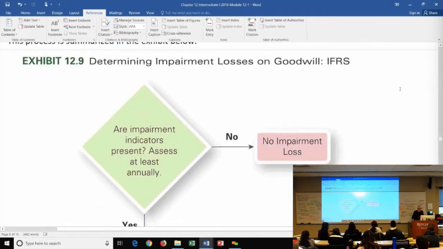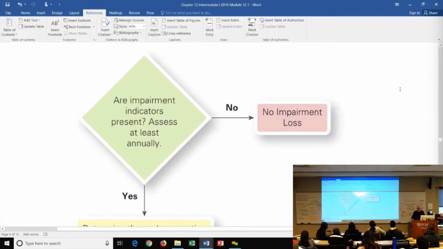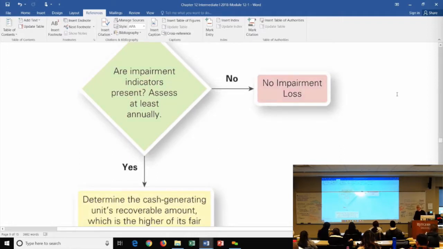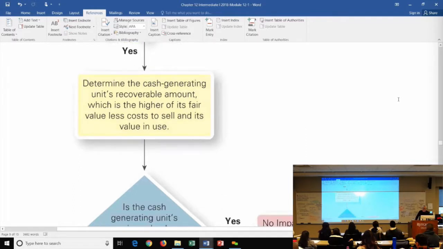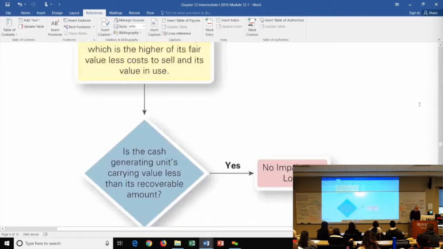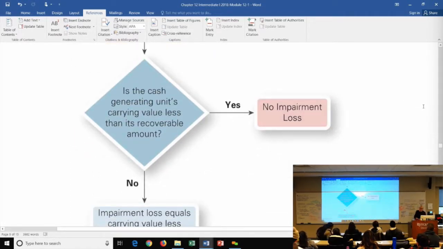And finally, you've got your flow chart, and we look at the impairment indicators. If there are impairment indicators, that's the more likely than not test. If we don't think there's an impairment, we stop there. If we do, we look at the cash generating unit's recoverable amount and compare that to the carrying value. If the carrying value is less, there's no loss. If carrying value exceeds the recoverable amount, there is an impairment loss.